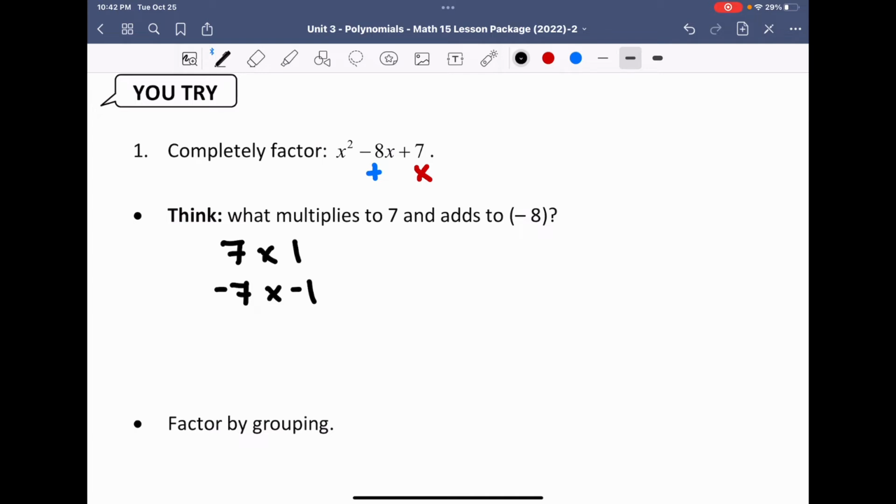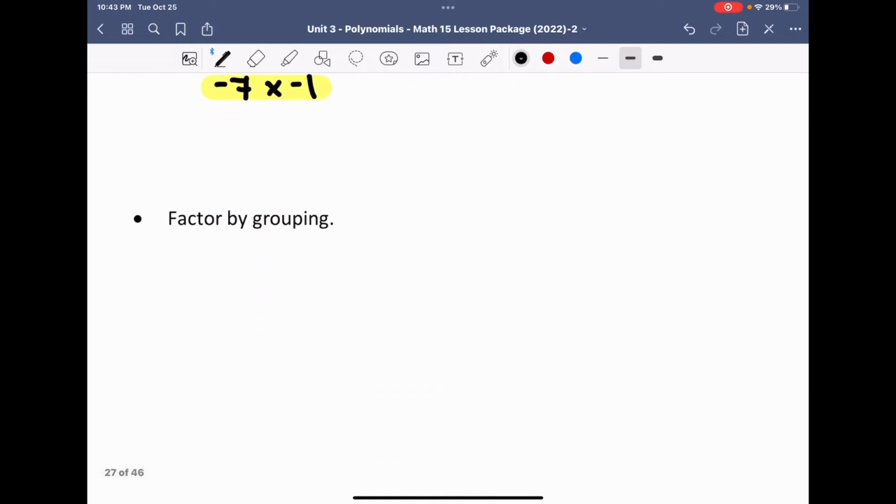Because we know 7 is a prime number, this is it. There are no more things that will multiply to make 7. Now we think, okay, what will in this case add to make the negative 8? We need something that will add to make that negative 8. The ones that will add to make negative 8 out of these two that we've come up with are these two factors here. Now we're going to factor this by grouping just as we've done before.